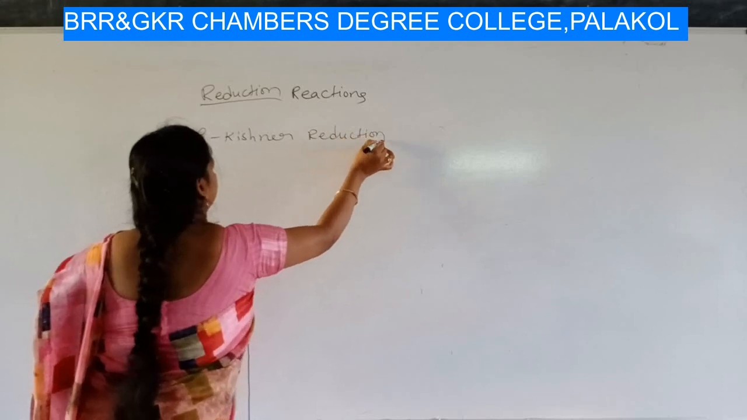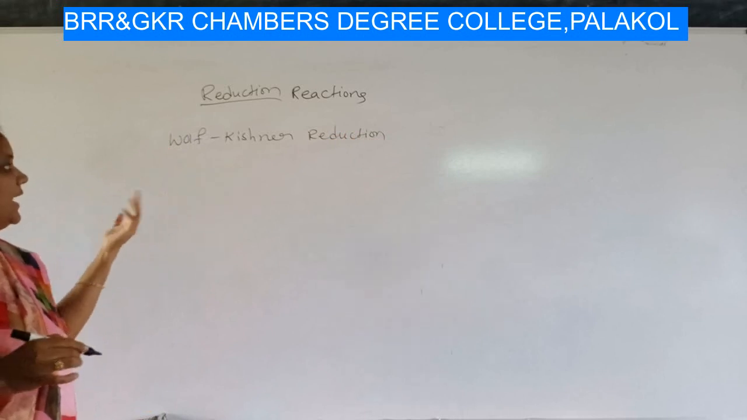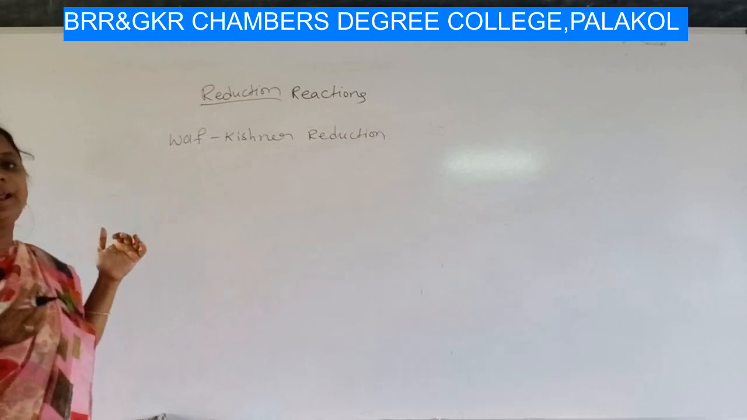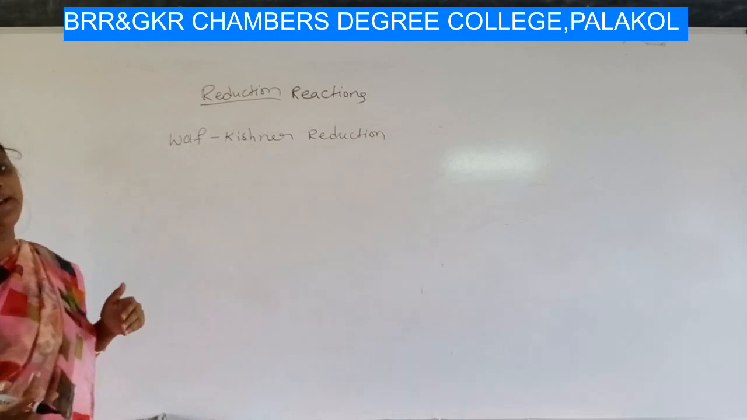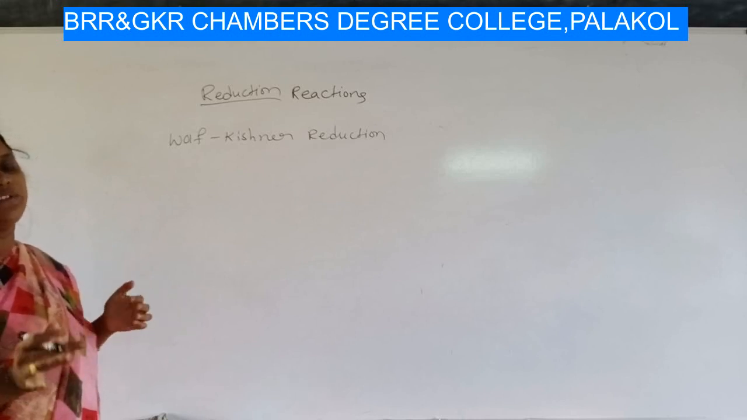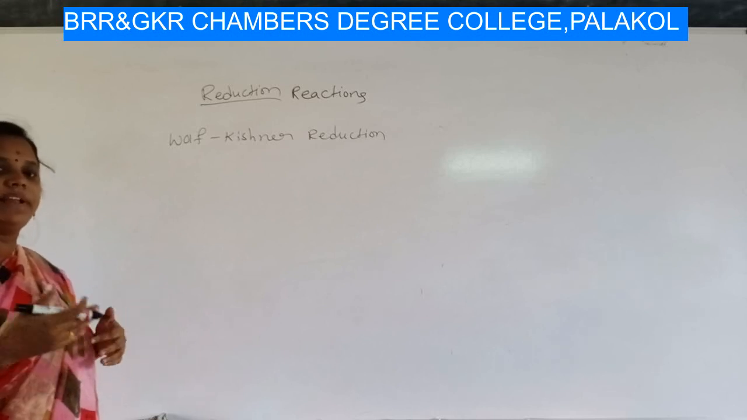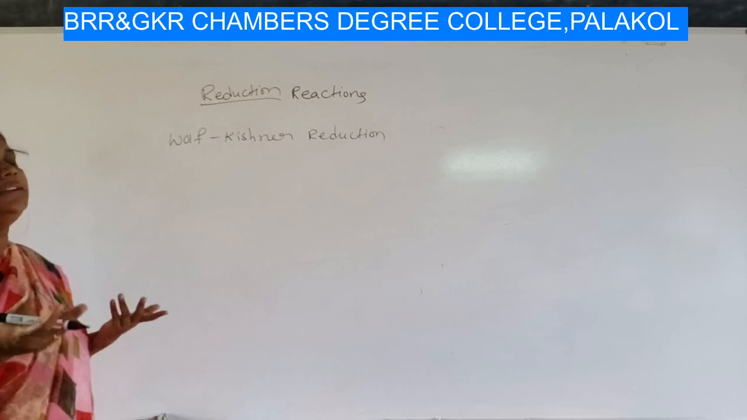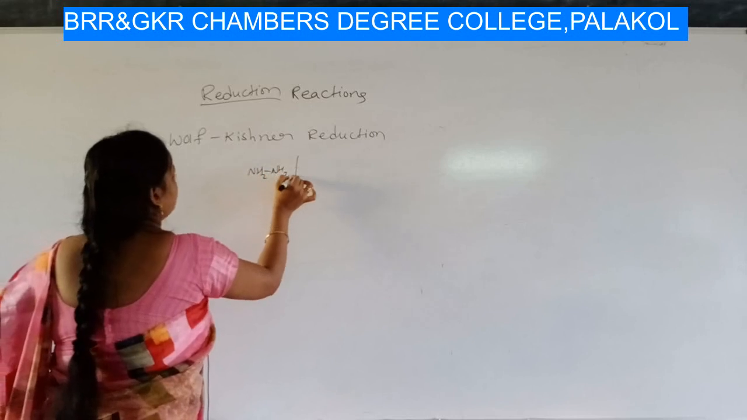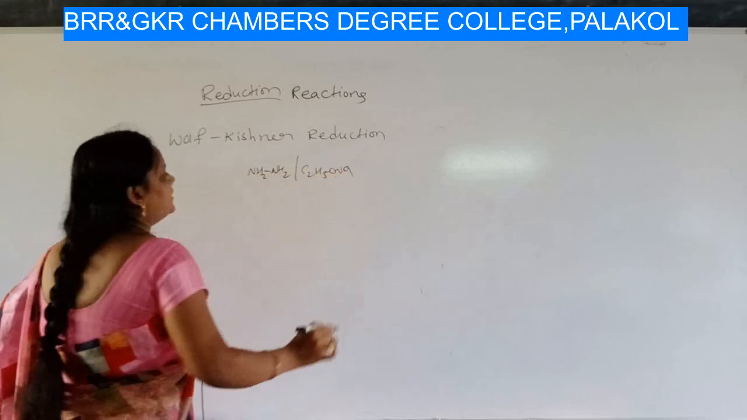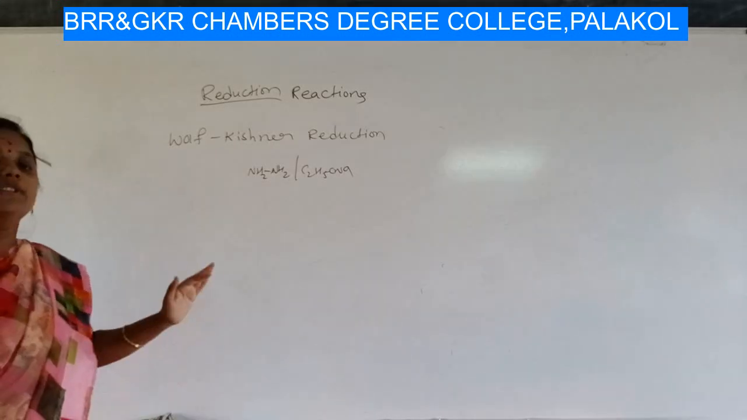Wolff-Kishner reduction. What is this reduction reaction, students? Wolff-Kishner reduction. What happens? If you study Clemmensen reduction, you can easily write Wolff-Kishner reduction, because in Clemmensen reduction and Wolff-Kishner reduction, the same thing happens. Carbonyl compounds will get converted into alkanes, but the reagent changes. The reagent is hydrazine, NH2NH2, in the presence of C2H5ONa, sodium ethoxide.